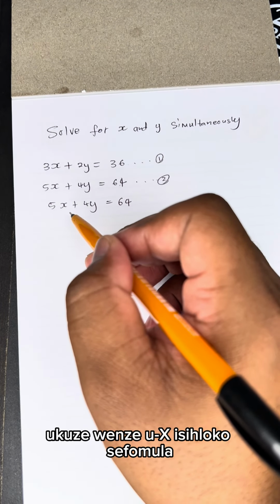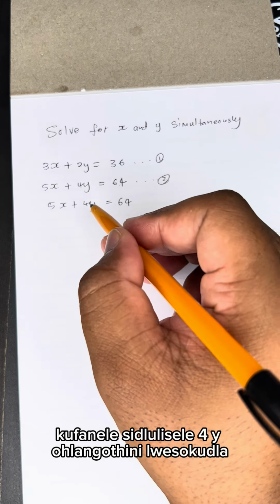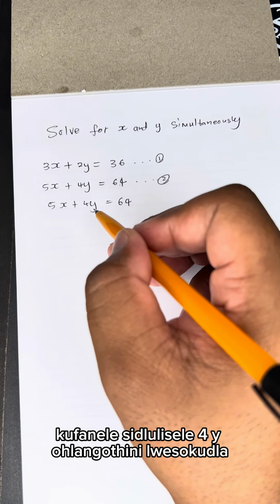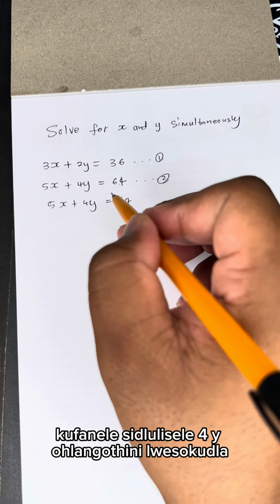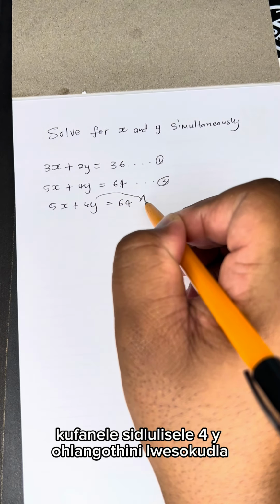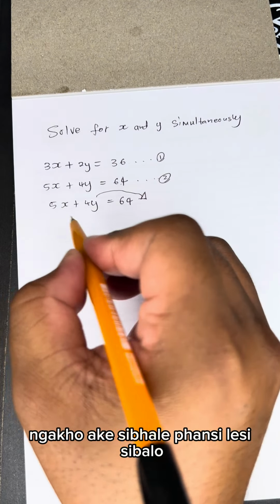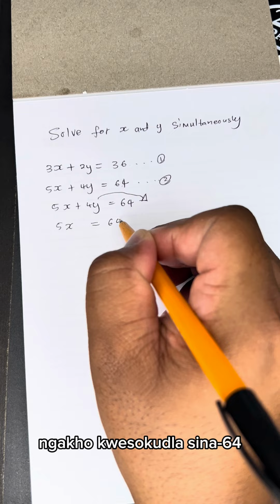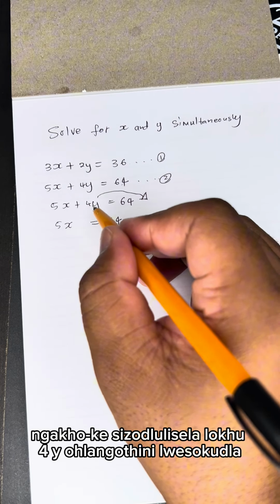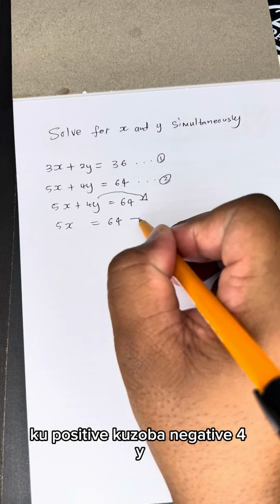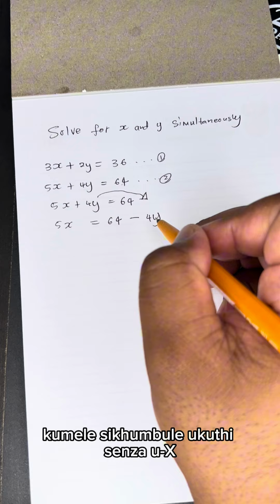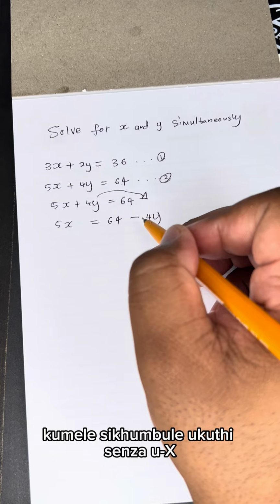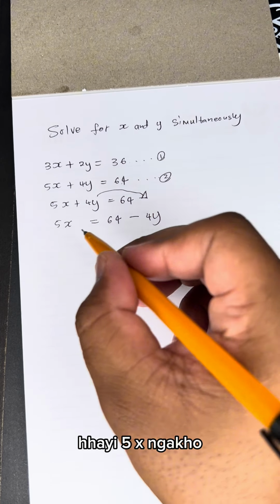In order to make x the subject of the formula, we have to transpose 4y to the right hand side. So let us write down this equation. We're gonna have 5x is equals to, so on the right we have 64. So we're gonna transpose this 4y to the right hand side. It's positive, it's going to be negative 4y. Must remember that we are making x the subject of the formula, not 5x.